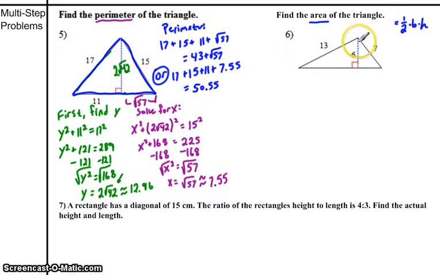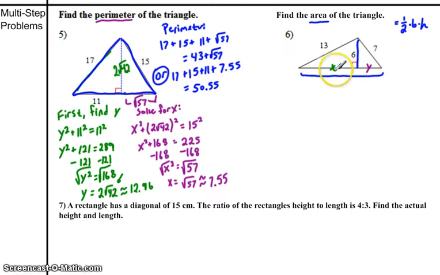So let's see, the height, the altitude given to me right here, is 6, but the length of the base is not given. I wonder if there's a way I could find it. Well, if you notice, we've got 2 right triangles. We've got one right triangle with a hypotenuse of 13, a leg of 6, and an unknown leg right here. Call that x. We've also got another right triangle with a hypotenuse of 7, a leg of 6, and an unknown length right here. We'll call it y.